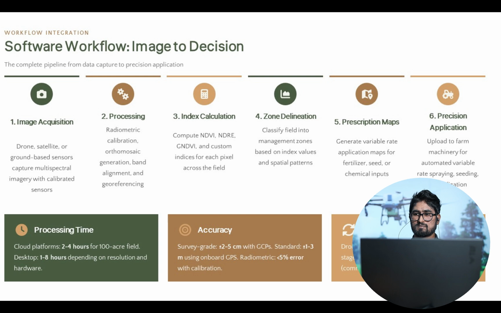upload this prescription map to our machinery for automated variable rate spraying, seeding or fertilizing. We can upload this type of map to our DJI drones to make prescription applications. Most cloud platforms take 2 to 4 hours for 100 hectares, but in desktop versions it may vary due to resolution and hardware.